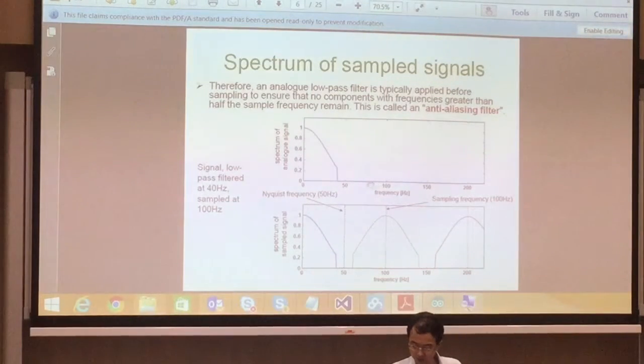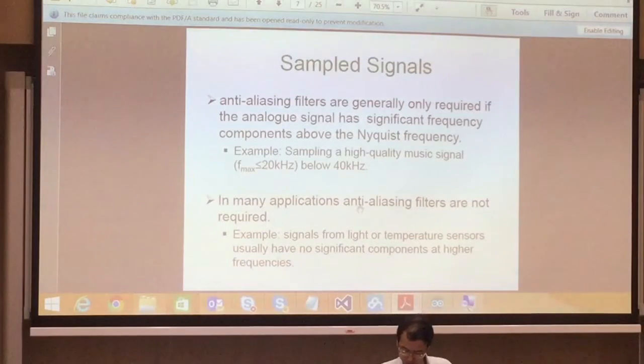So to avoid aliasing, one way is to use an anti-aliasing filter. In many applications, anti-aliasing filters are not required. It really depends on the application. If the signal is from a temperature sensor, the frequency is pretty low, so you don't need an anti-aliasing filter. But if it's from voice, for example, it depends.